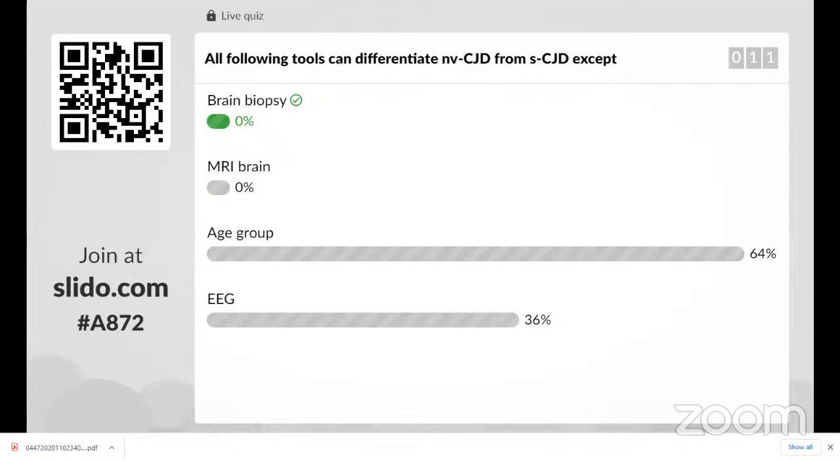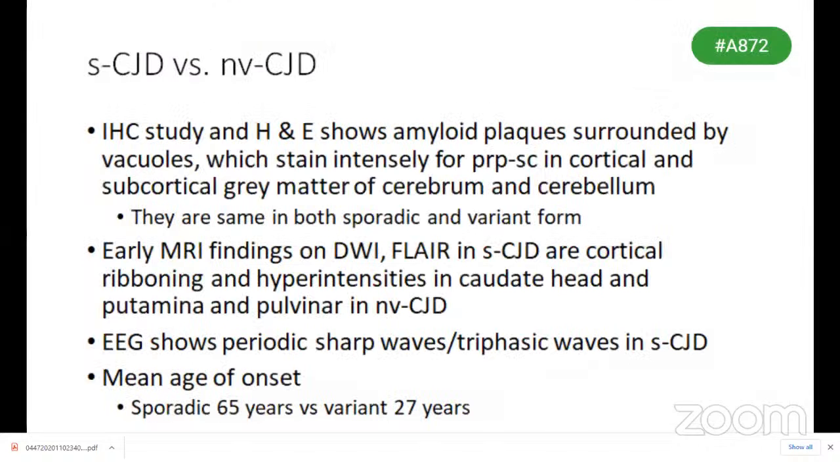The question, you see the question, which one can differentiate, which one cannot differentiate. So actually the brain biopsy is the one which cannot differentiate between sporadic versus newer variant of CJD, because the immunohistochemistry as well as H&E of both these diseases is the same. It would show amyloid plaques surrounded by vacuoles which stain intensely with PrPSc protein in the cortical as well as subcortical gray matter in cerebellum as well as in cerebrum. So the changes are both the same in sporadic as well as variant form.